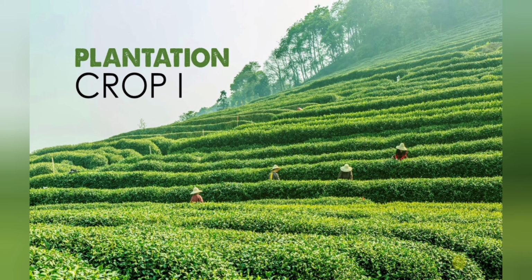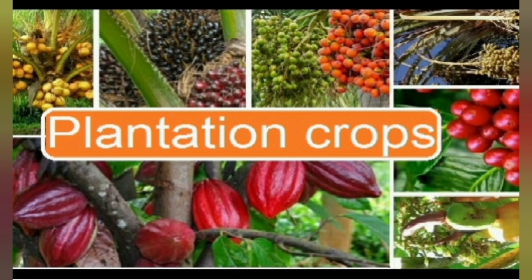And also, plantation is another type of commercial farming. In this type of farming, a single crop is grown on a large area. In India, tea, coffee, rubber, sugarcane, banana, etc. are important plantation crops.